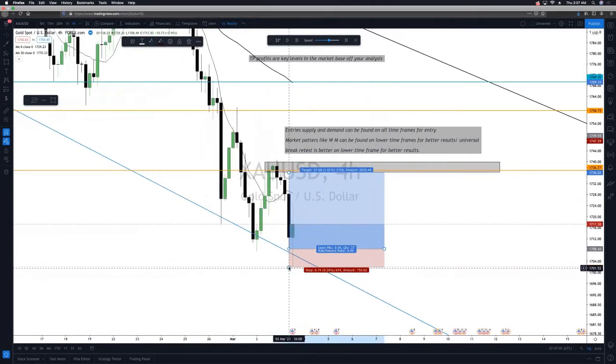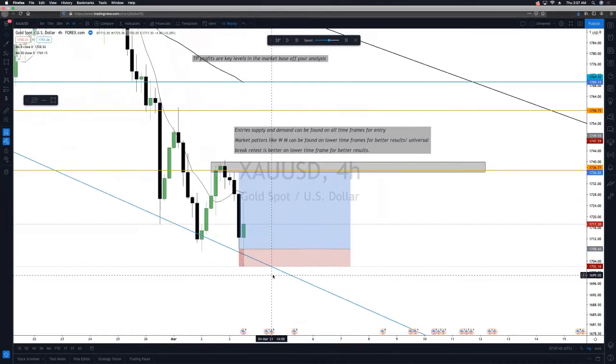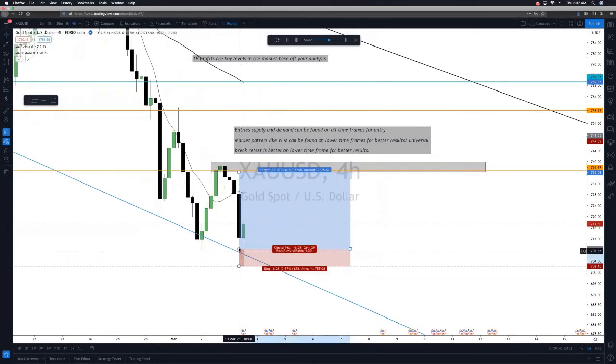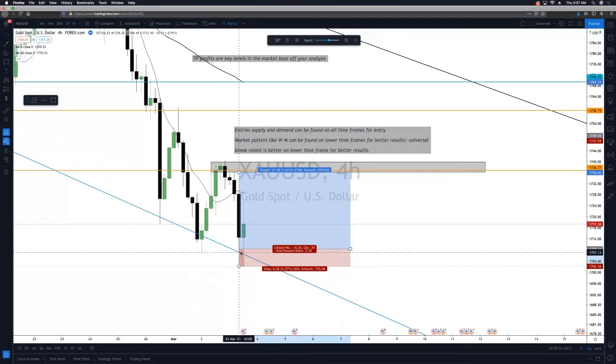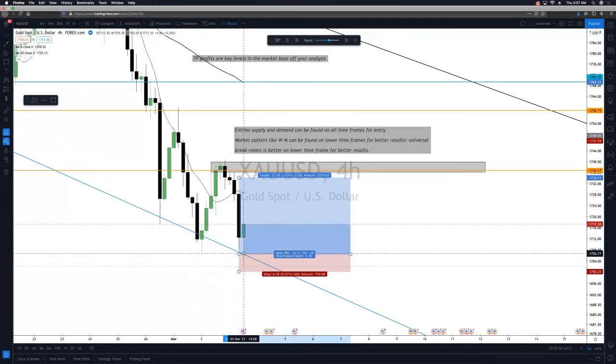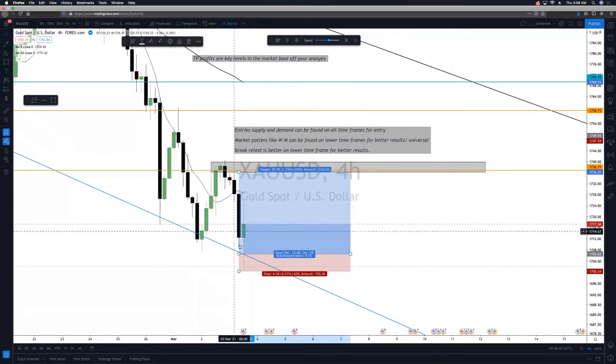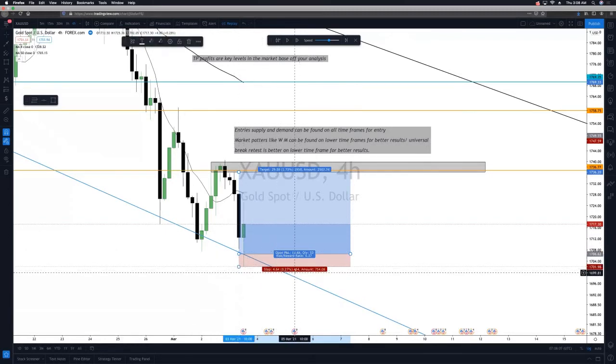For that drawdown, let's say you got in right here. Like I said, you should be getting in if you see price coming back down and retesting this key level or the support right here. On a higher time frame, that's about a 46 pip drawdown.